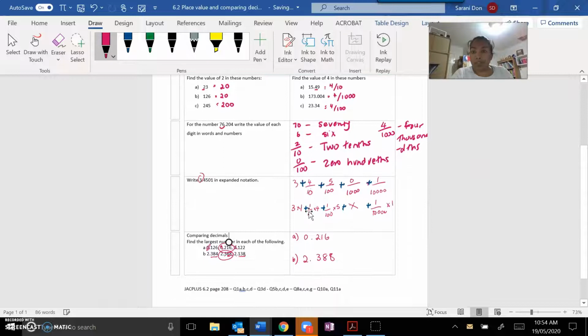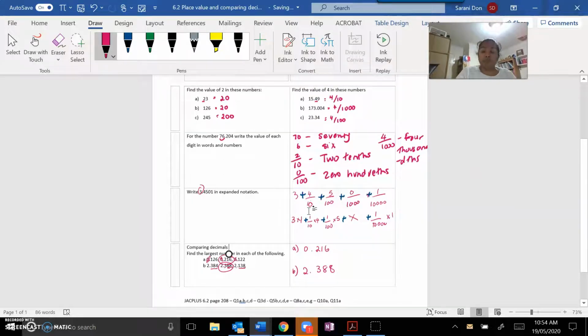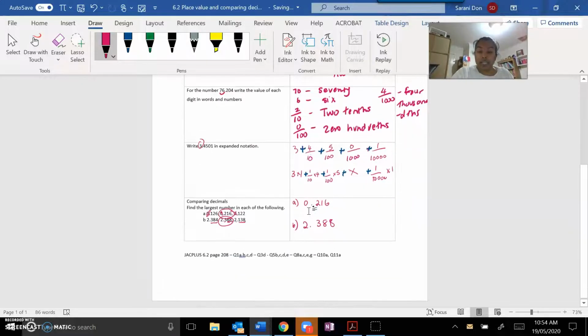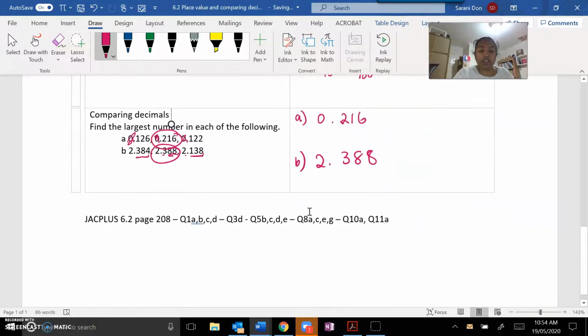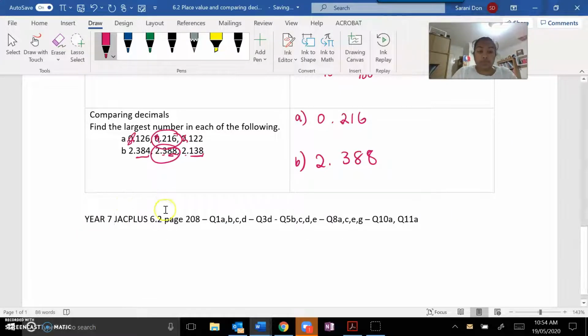If you're having trouble with it, go back to the video, replay it, and see how you go. These are the questions I want you to try now. So this is in the Year 7 book, Jack Plus 6.2. It's on page 208. So remember, you can go on the PDF. Do questions 1, A, B, C, D, question 3D, question 5, B, C, D, E, 8, 10, 11. It won't take you that long. It will take you the rest of the lesson.